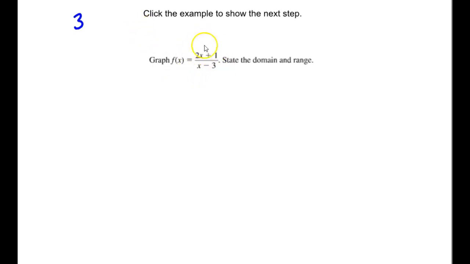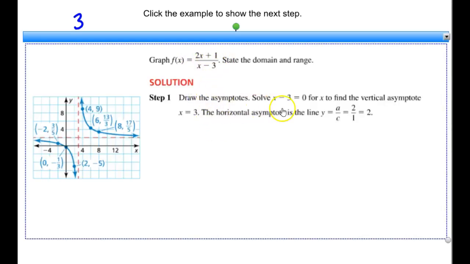So now I have a little bit more complex rational function because I have a polynomial on the top in the numerator and a polynomial in the denominator. I have multiple terms. So what I want to do is draw the asymptotes. So the first thing I do to do that is I take this denominator and I set it equal to 0 to find my vertical asymptotes, right?